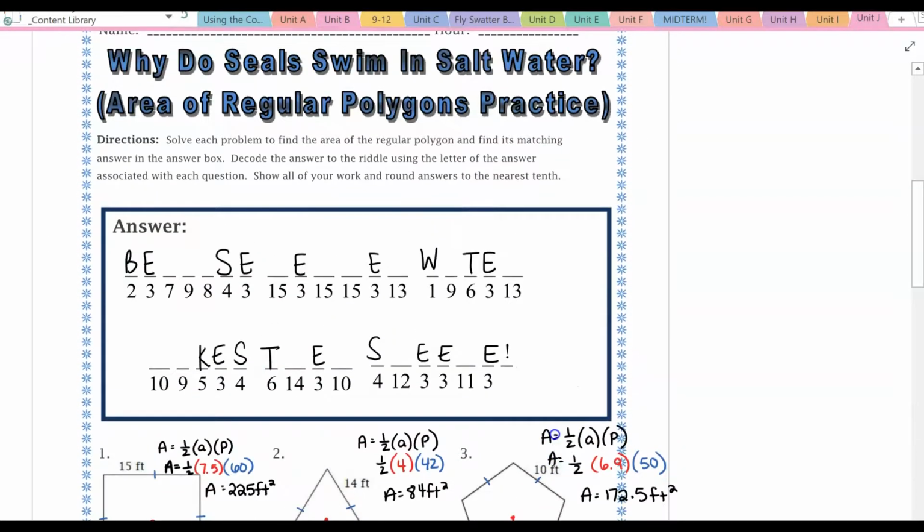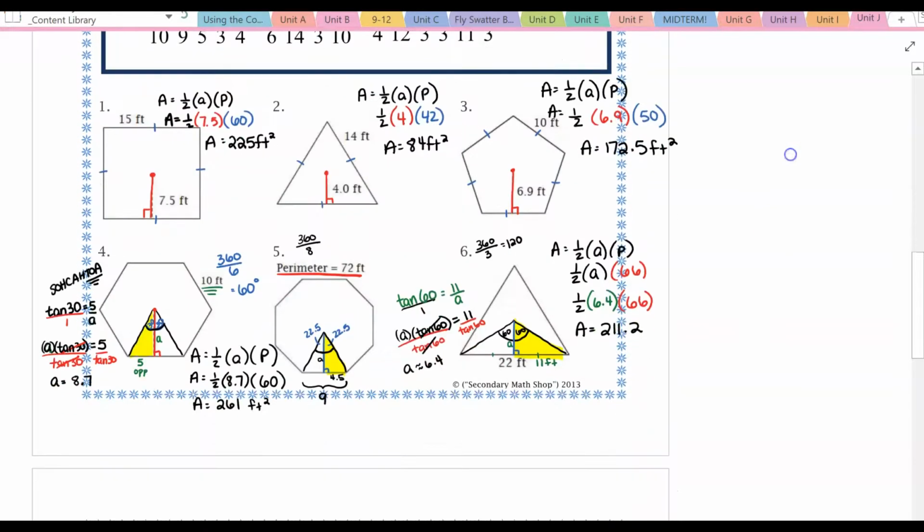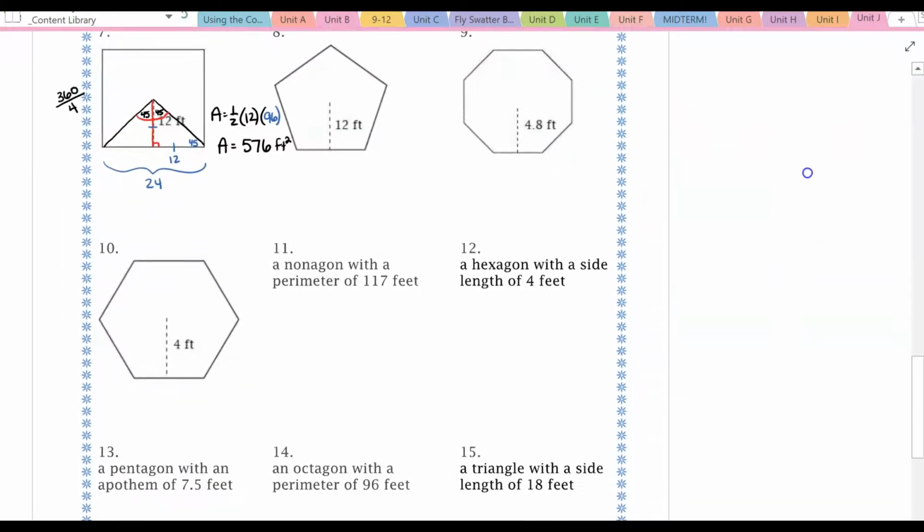So wherever we see a 7, we put a C. That's it. Number 8.